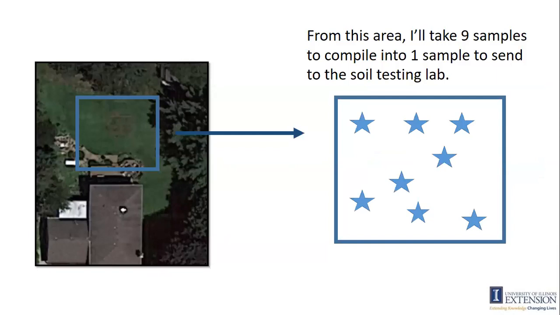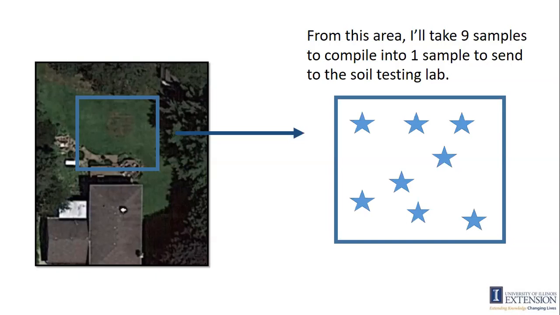So let's take that square and let's talk about how you will then do a soil test. In this growing area, in this square, I'm going to take 9 samples, and I'm then going to compile that into 1 sample to send to the soil testing lab. And you see kind of a zigzag design here. Each blue star is representing a place where I would then take a soil sample. And I would only go down to about 6 inches within this.